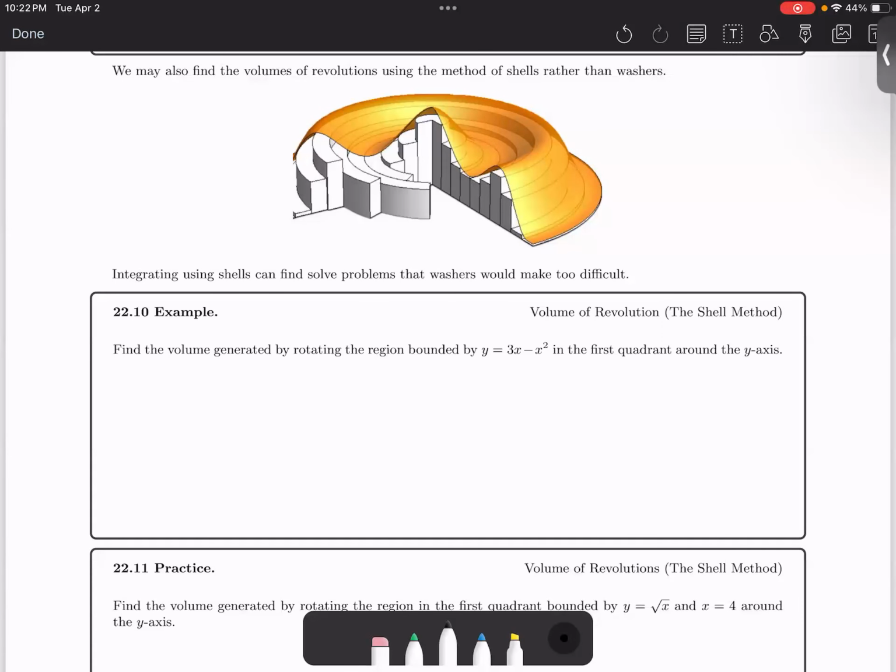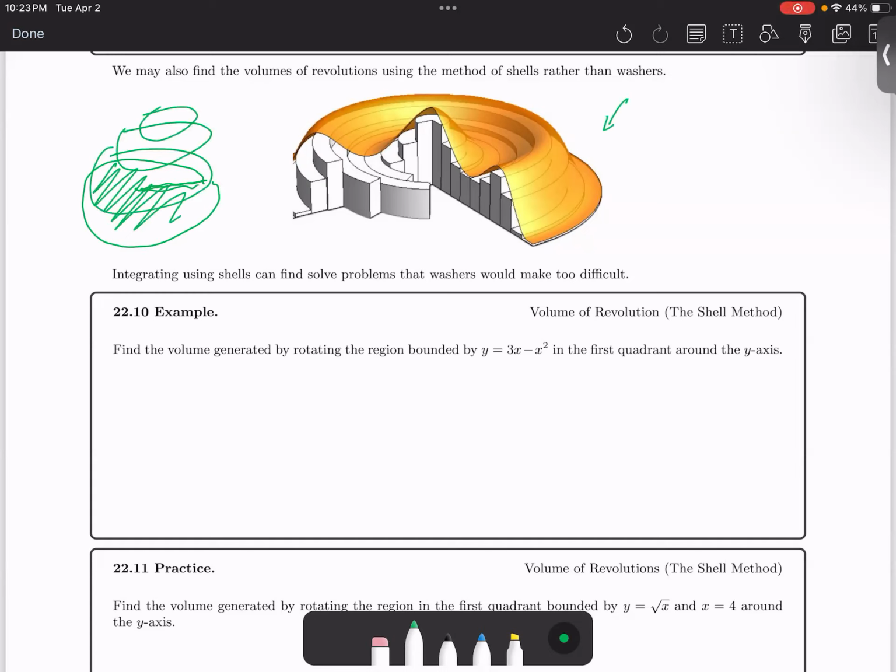Let's do example 22.10, which is going to show us another way of finding volumes of revolutions, this time not by taking a radius and spinning it around in a circle to generate a washer and then integrating those washers, but instead doing something like this called the shell method, where I have a height that I then spin around in a circle and it generates a sort of cylinder for me.